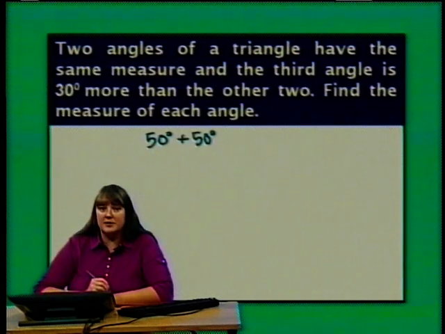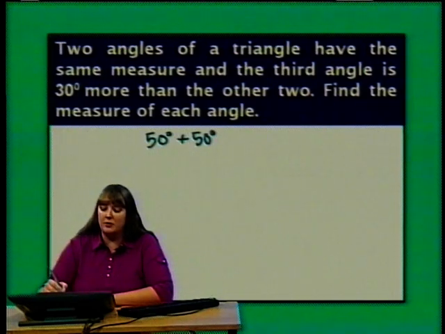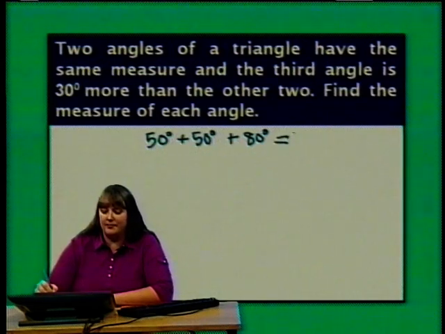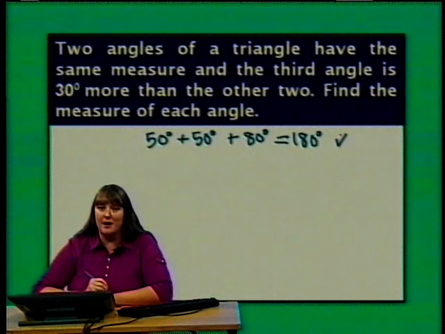The third angle is supposed to be 30 degrees more than the other two. So 50 and 30 is 80. And if I add these three angles together, 50 degrees plus 50 degrees is 100, plus 80 degrees is 180 degrees. And this checks. The sum of the measures of every triangle should be 180 degrees.